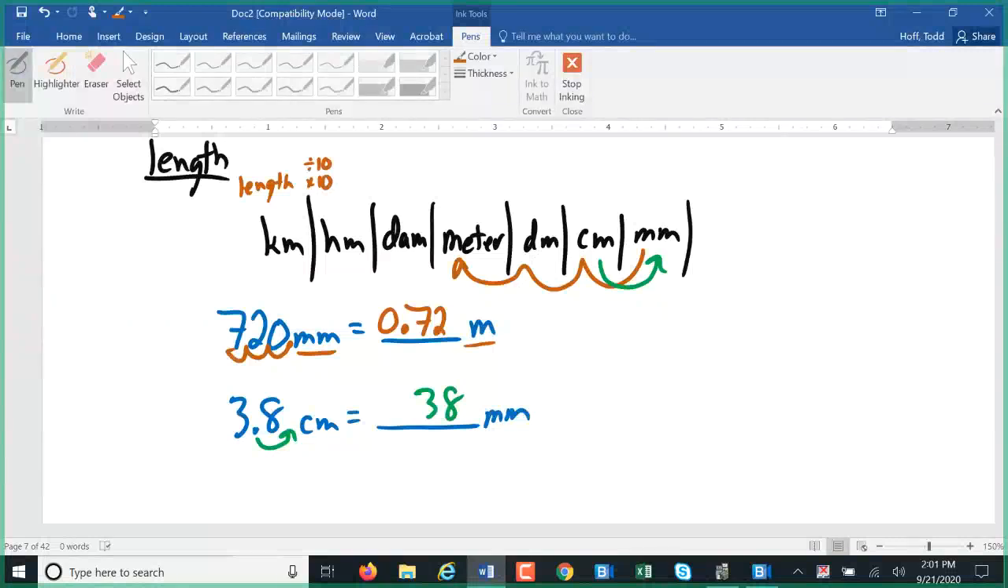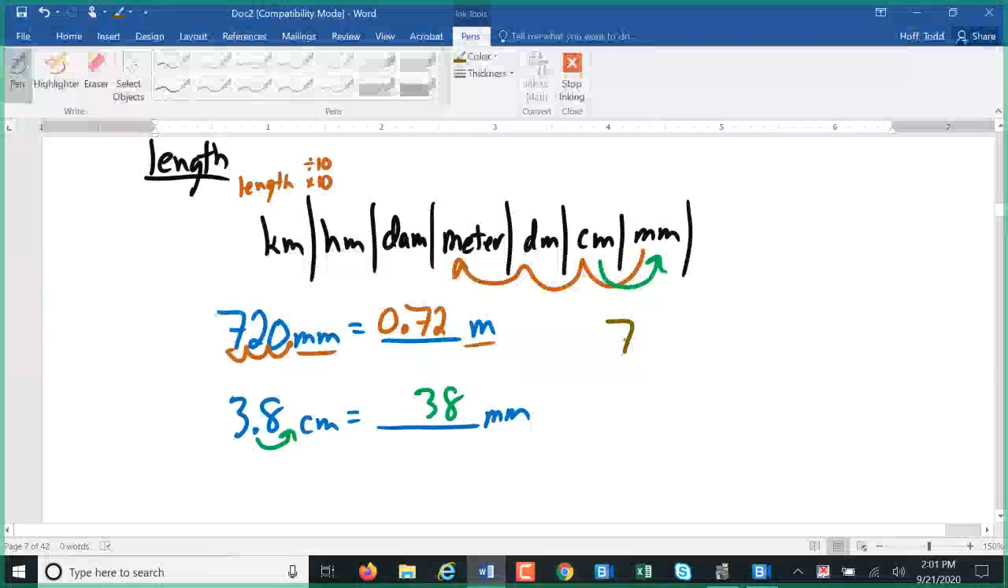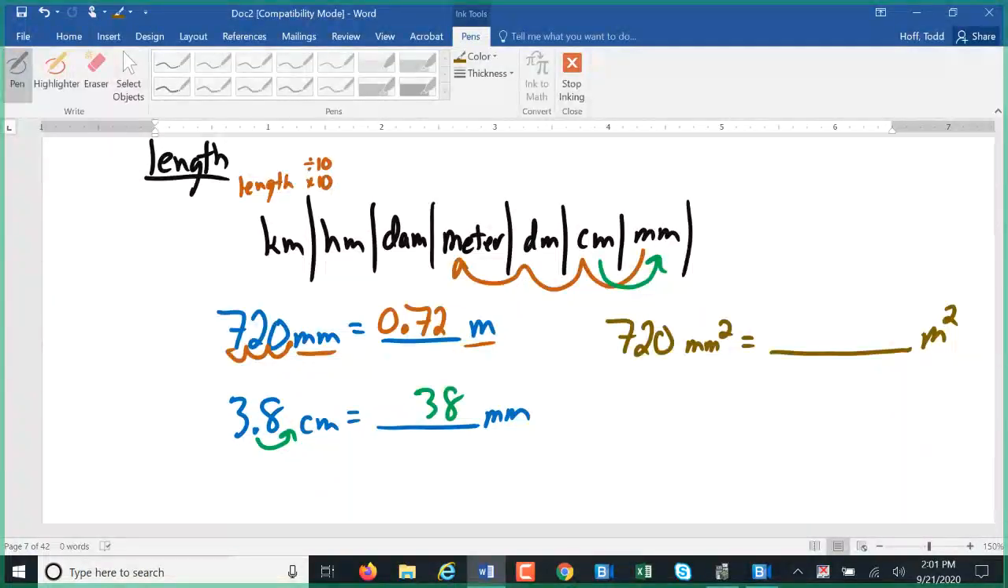Well, if we're going to talk about units of area, if this were 720 millimeters squared, going into meters squared, with our standard units, the area units were just the linear conversions squared. 3 feet in a yard, so 3 squared or 9 square feet in a square yard. Same type of thing here.